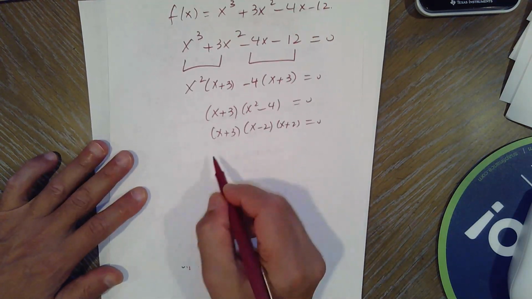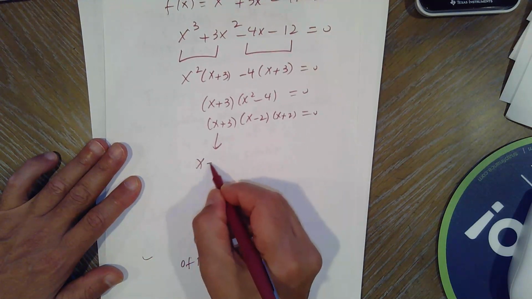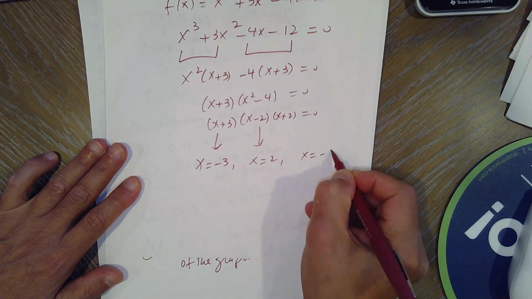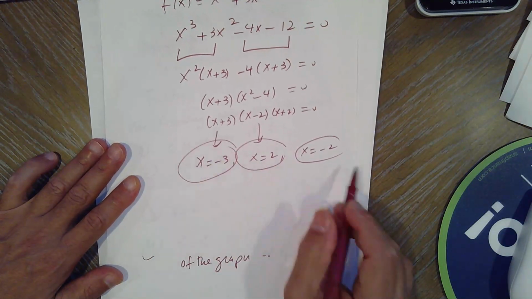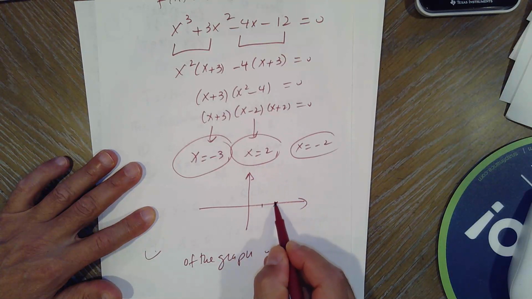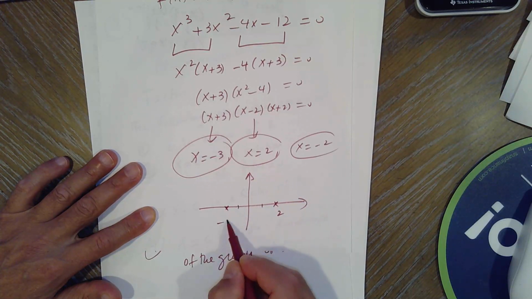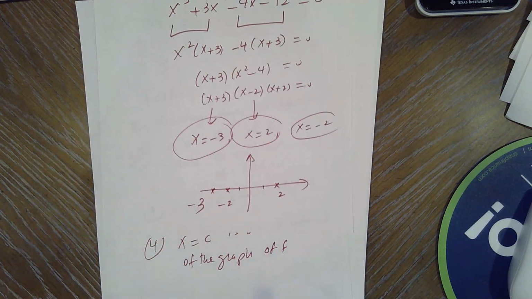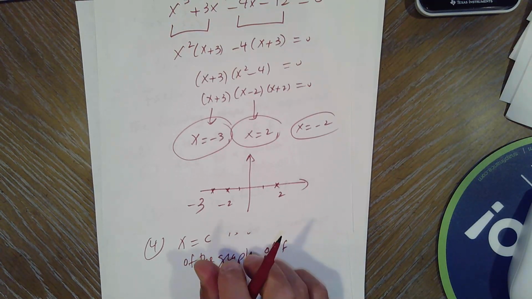Each factor gives me a 0. x plus 3 equals 0, so x equals negative 3. x equals 2 and x equals negative 2. So we know the graph is going to cross the x-axis at these 3 values: at 2, at negative 2, and at negative 3. Okay? So we're doing it piece by piece. At the end, we're going to put all the pieces of the puzzle together so we can get the graph to the best of our ability at this point.